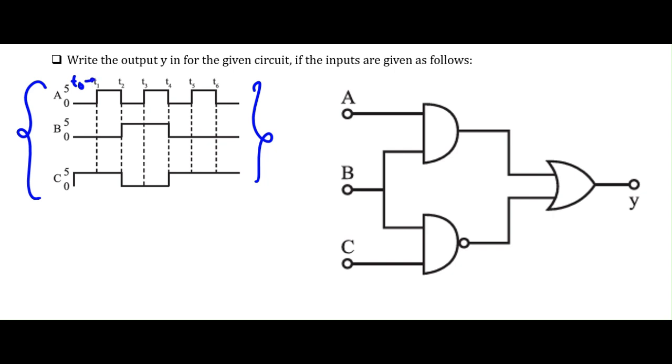For the first interval, we have inputs as, for terminal A, 0. For terminal B, it is 0. And for terminal C, it is, actually it is not 5, this is high voltage, which we regard as 1.